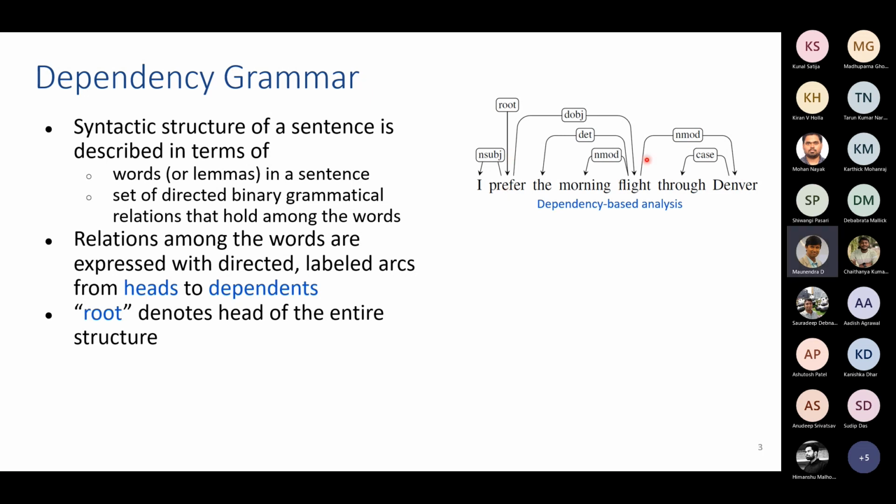Fine. So this is where the dependency difference lies with the constituency parsing. Here, all these relations, right? Prefer and flight, then flight and Denver. They can be distant from each other, and this distance can be anything. So here in between them there is one word. So for prefer and flight there is an edge, but the distance among them is two words, and so on.